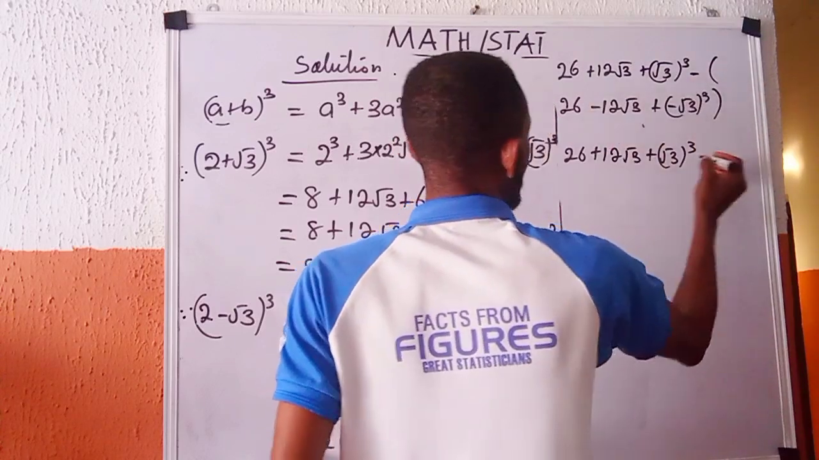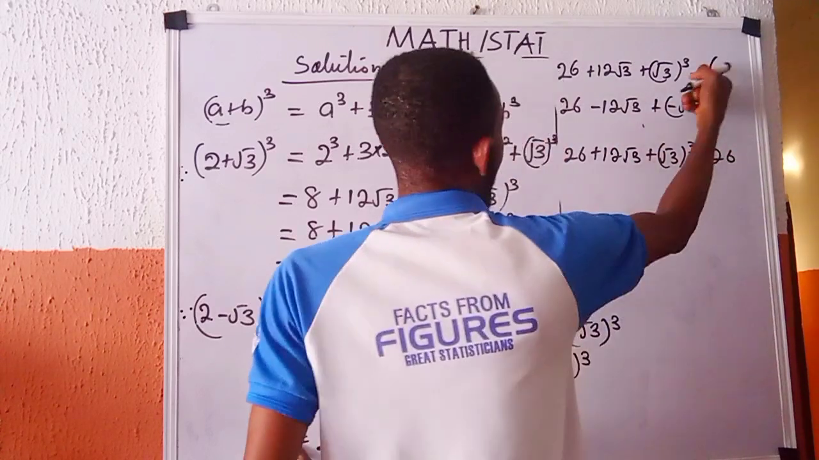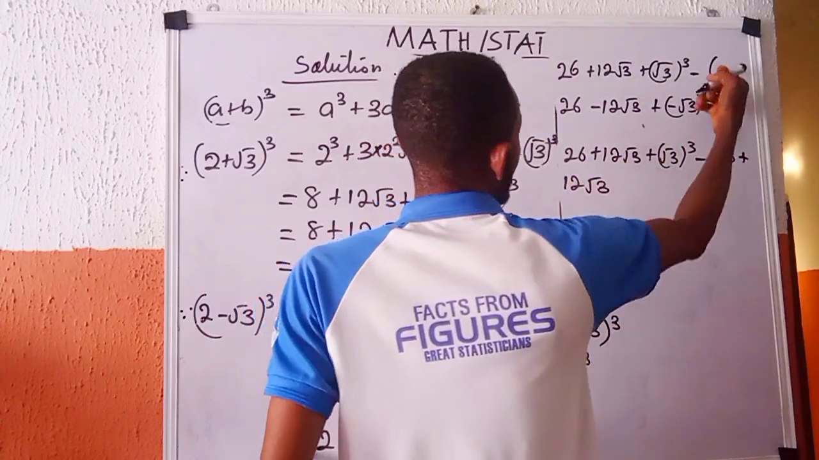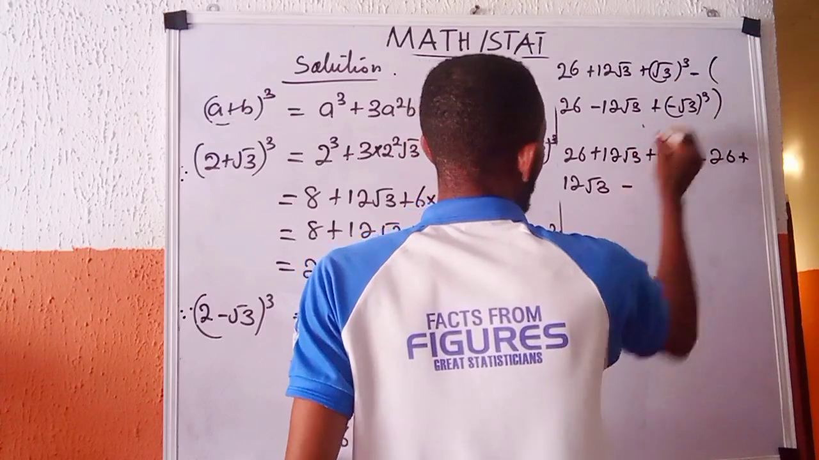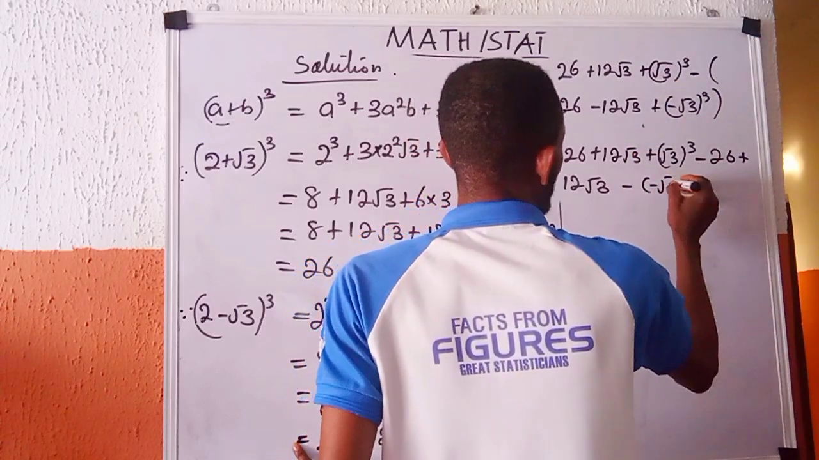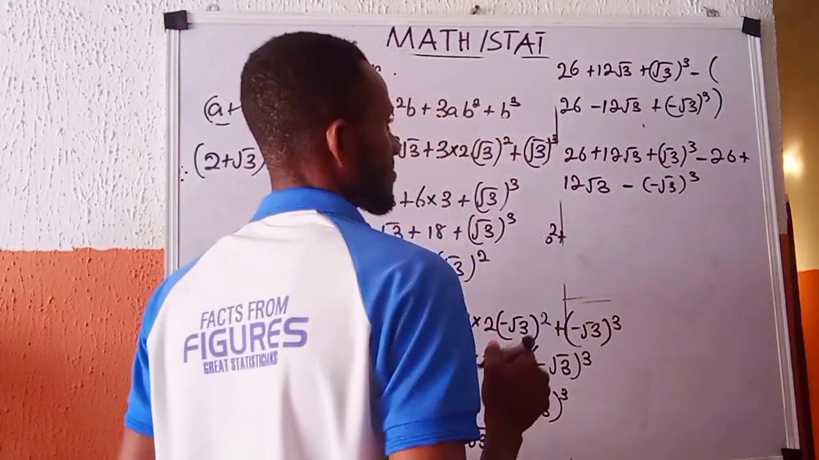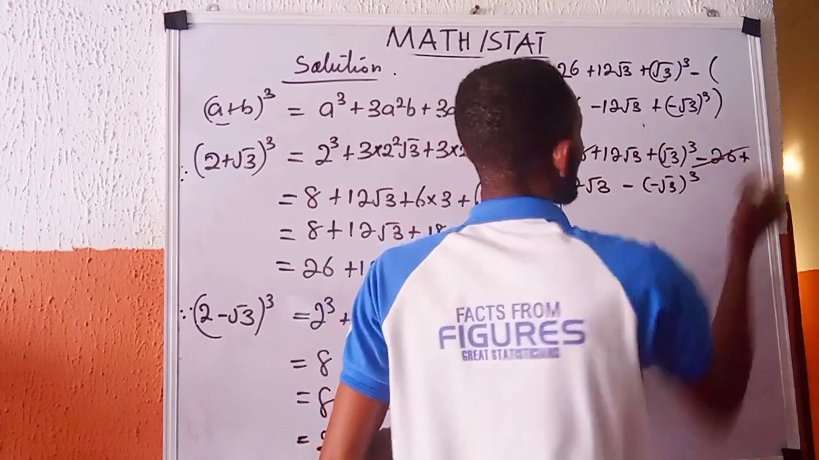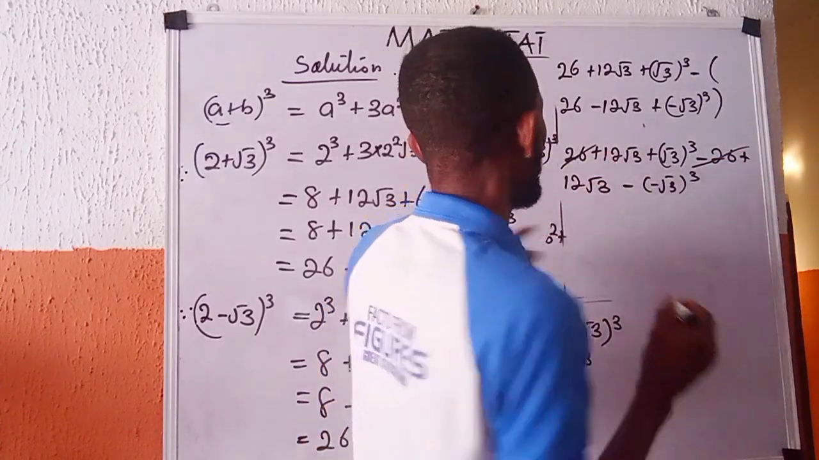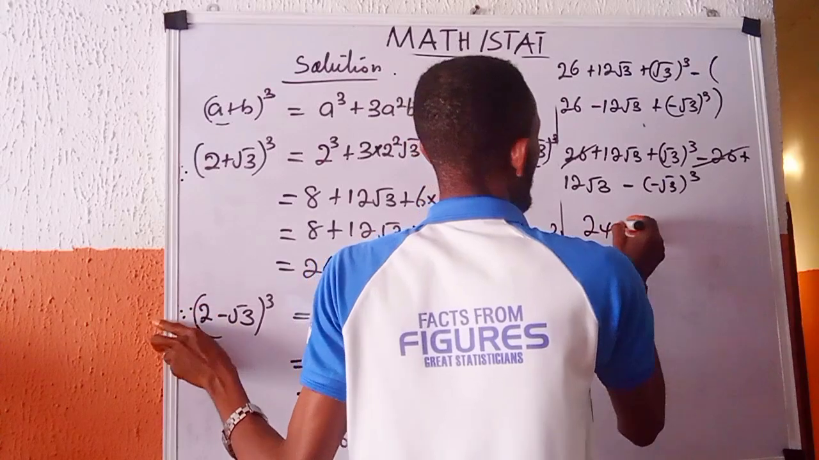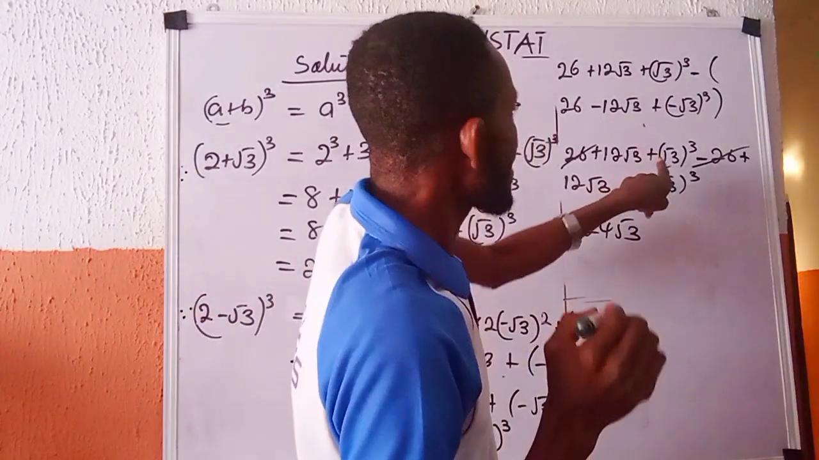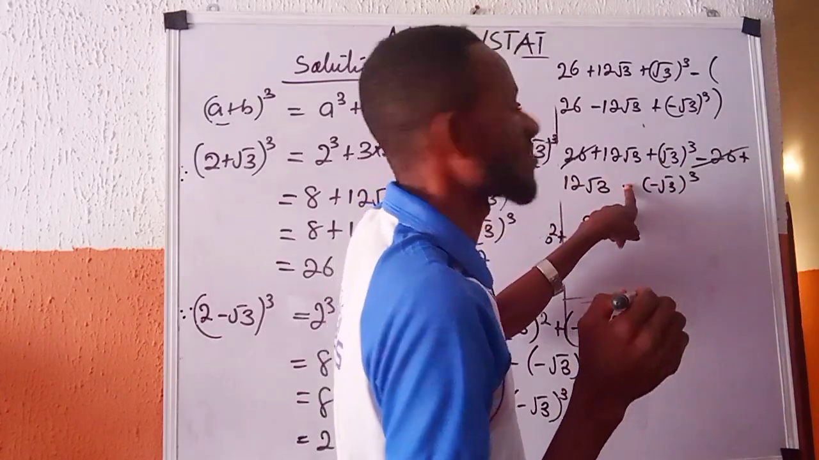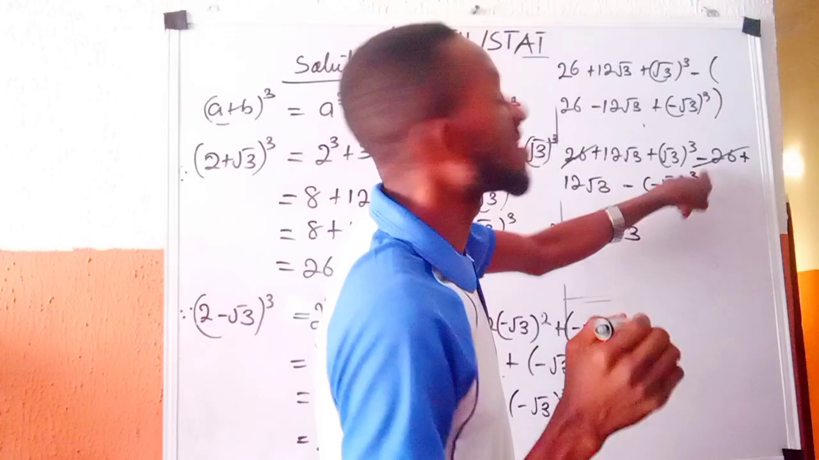When this minus comes in here, you have minus 26. That minus will come here and change it to plus 12 root 3. That minus will come here and change this into minus. You have minus root 3 all raised to power 3. And for that reason, this is 26, this is minus 26, this and this will go. This is plus and this is plus. So it is now going to be 24 root 3. Here is plus root 3 raised to power this. Here is minus, minus root 3 raised to power this.